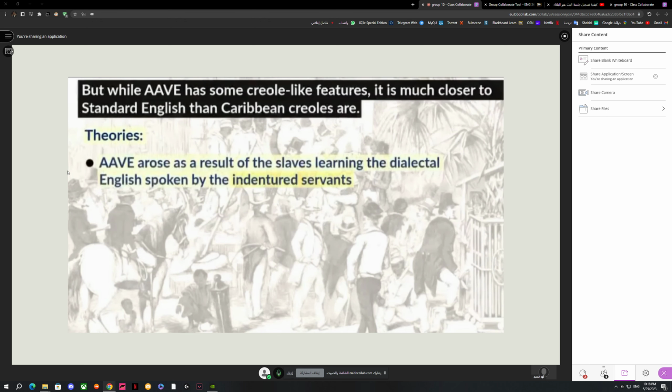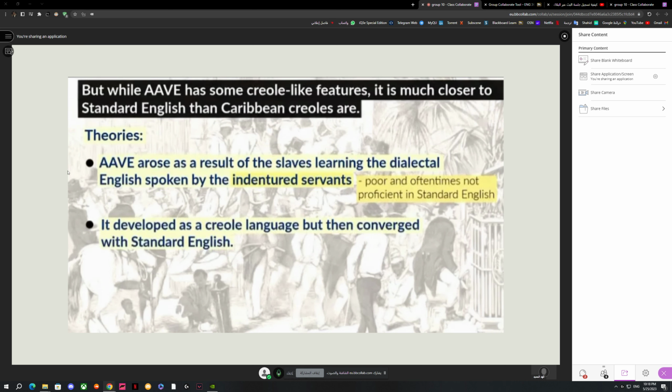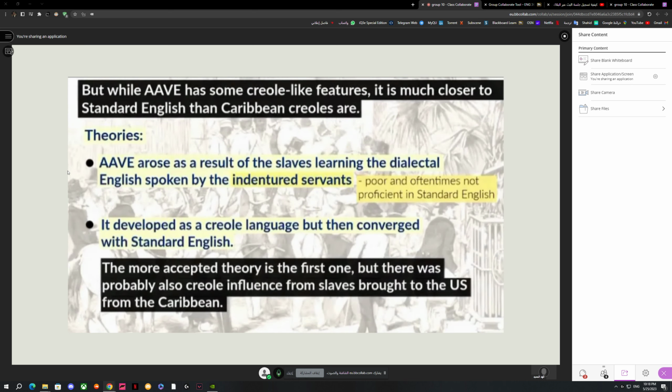One theory suggests that it arose as a result of the slaves learning the dialectal English spoken by the indentured servants, who were poor and often not proficient in Standard English. Another theory suggests that it developed as a Creole language, but then converged with Standard English through a process of decreolization. The more accepted theory is the first one, but there was probably also some Creole influence from the slaves brought to the US from the Caribbean.